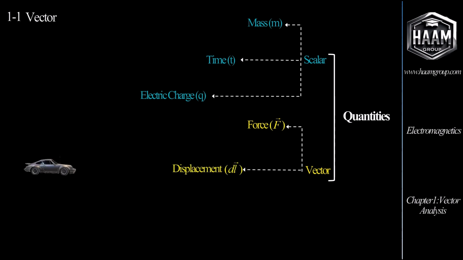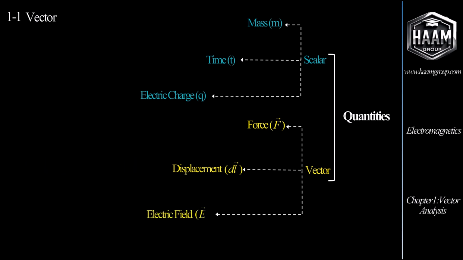Another example is displacement, denoted by dl. Consider a car moving from a starting point to a destination. The displacement of the car is a vector quantity, and dl represents that displacement.